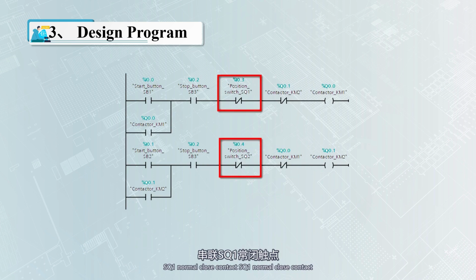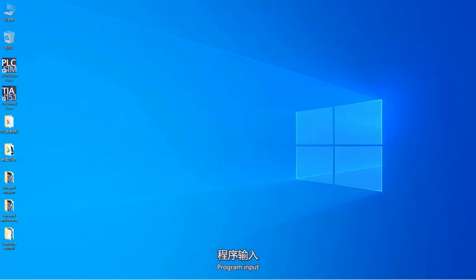The SQ1 normally closed contact automatically cuts off the Q0.0 coil branch and the SQ2 normally closed contact automatically cuts off the Q0.1 coil branch to realize position control. The normally open contact used in the position switch for hardware needs to be normally closed in the program, so that the connecting branch meets the requirements.